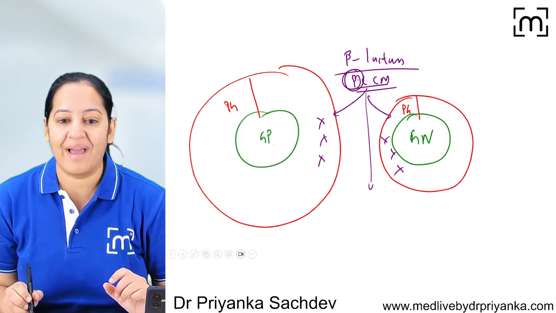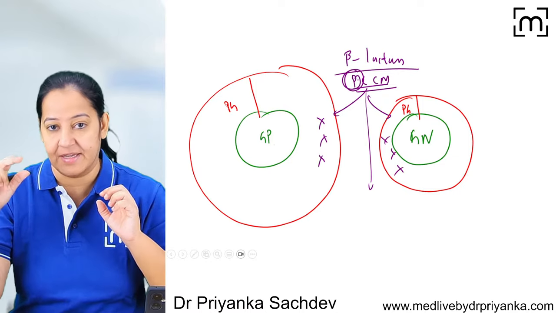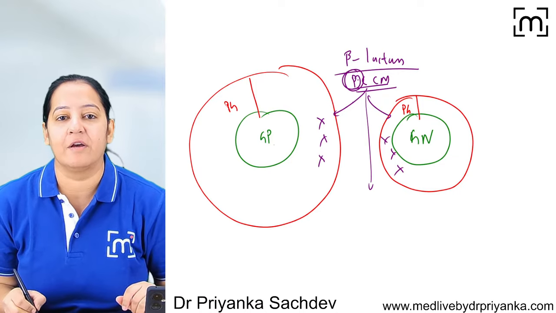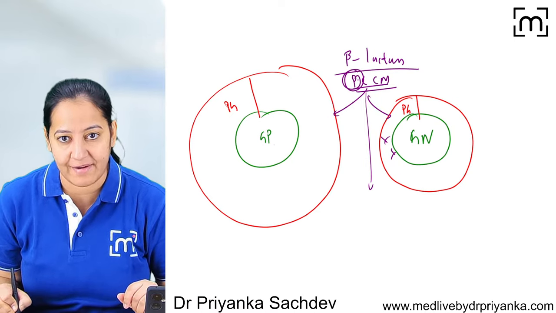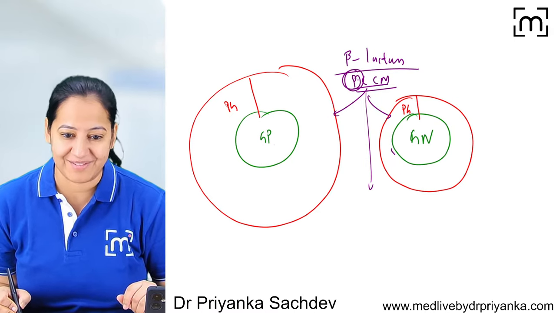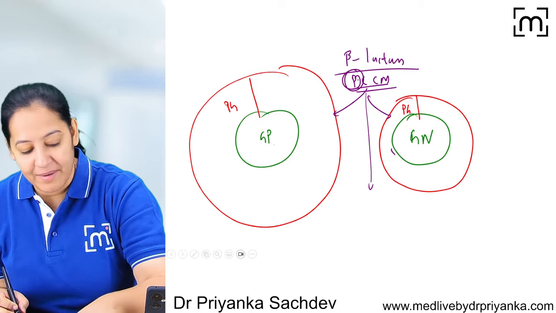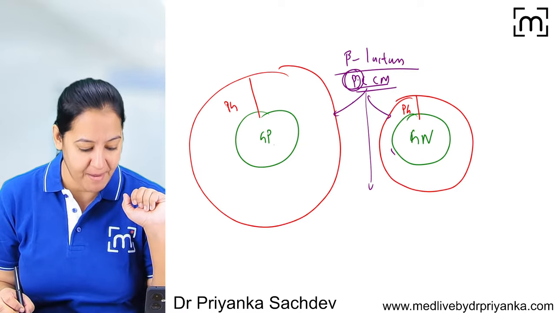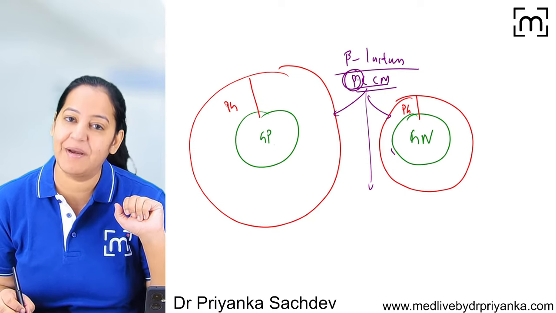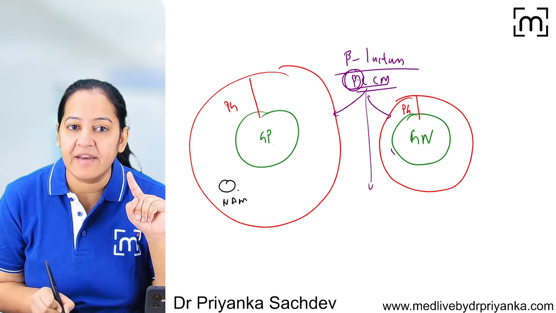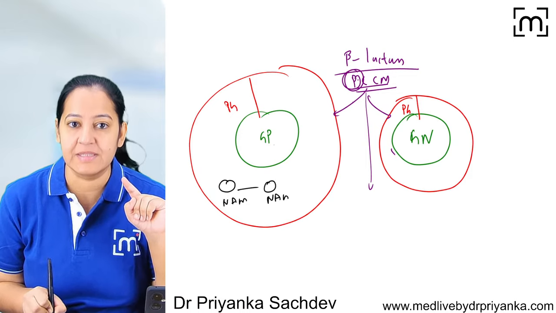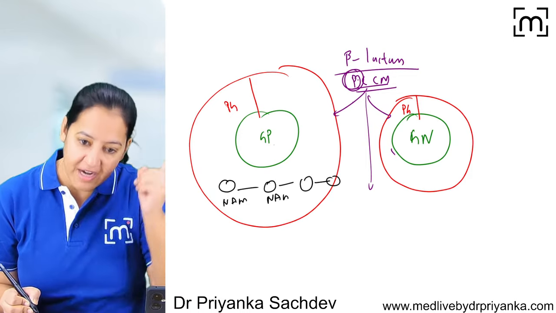Now, what about the peptidoglycan? You can see here it is thick, here it is thin. But you ask, ma'am, what is peptidoglycan? What is its structure? Let me tell you. The peptidoglycan is a polymer made up of two monomers. The names of the two monomers are NAM and NAG. I will tell you the full forms.